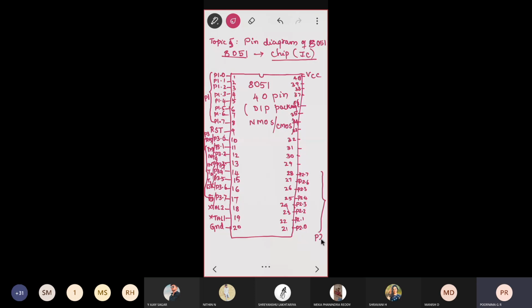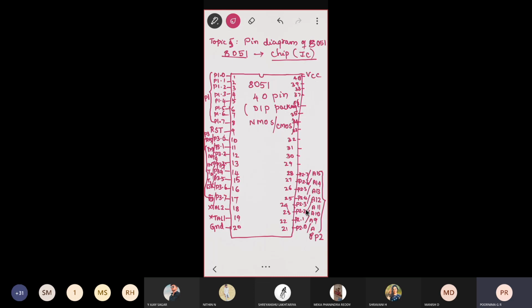These port 2 pins are again connected to another functionality, that is A15, A14, A13. I'll be explaining each one. A12, A11, A10, A9, A8. Okay, these are the pins which are connected to port 2, which are multiplexed.